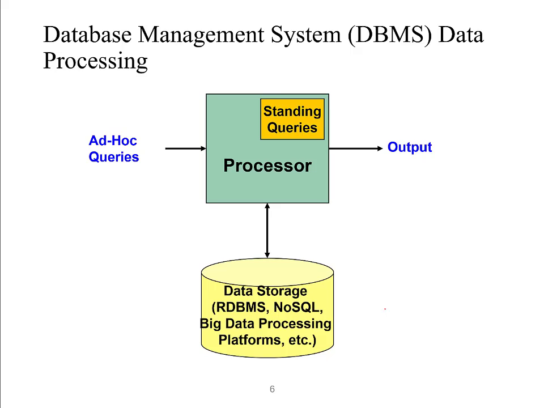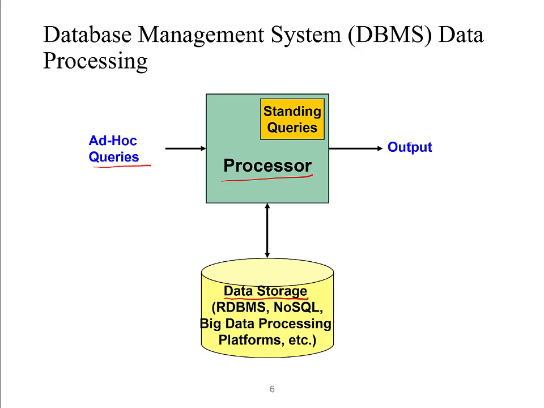All right. So the data processing in a database management system would be like you have ad hoc queries, which is the input of the processor, and the processor would obtain data from data storage. The data storage could be a relational DBMS or NoSQL or big data processing platforms and other data processing platforms as well. So the processor will give the output.